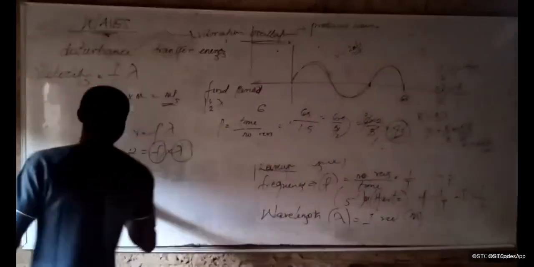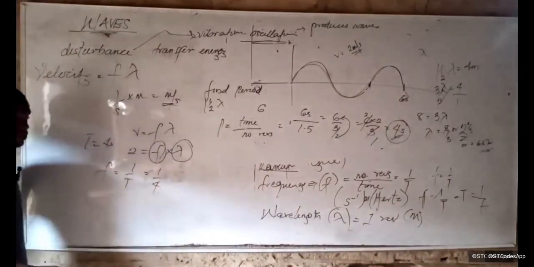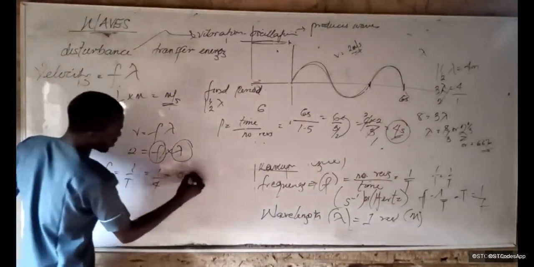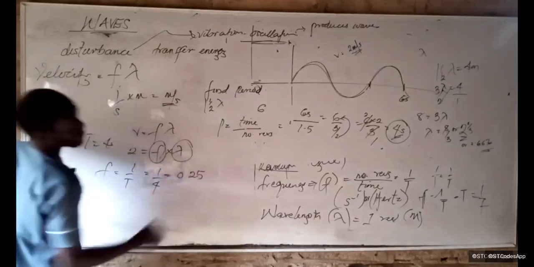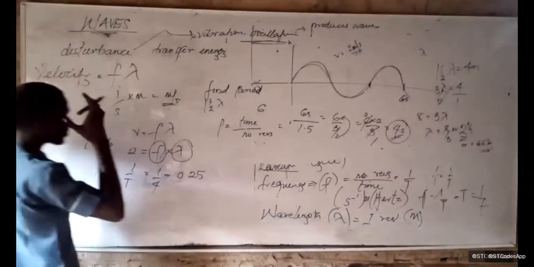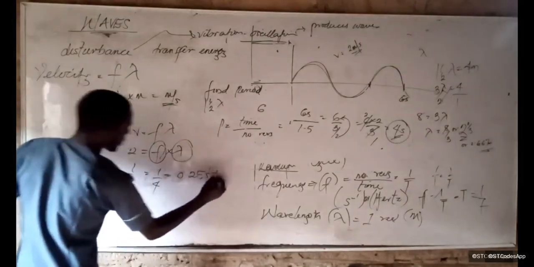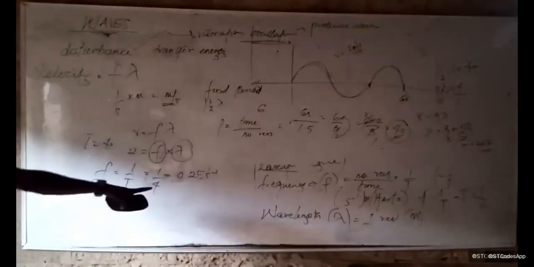So here also, frequency is the inverse of time. So we have 1 over our period, which is 4. So it's equal to 1 over 4, which is what? 1 over 2 is 0.5. Half of that is going to be 0.25. So 0.25 per second. So this is our frequency.